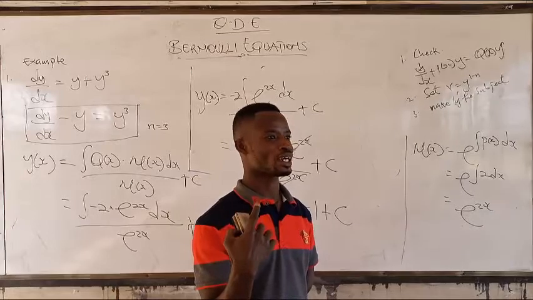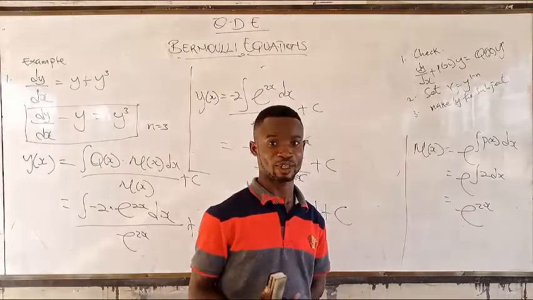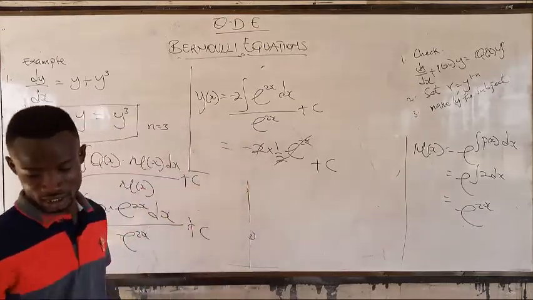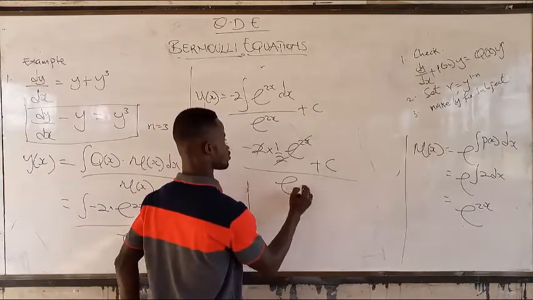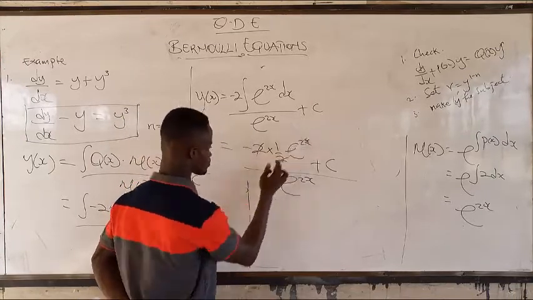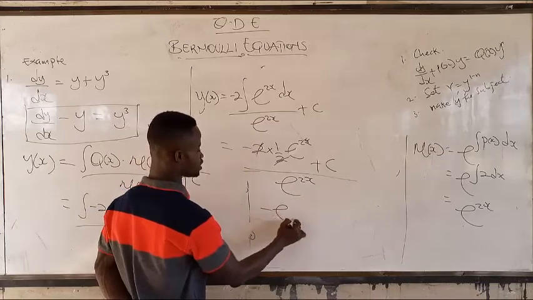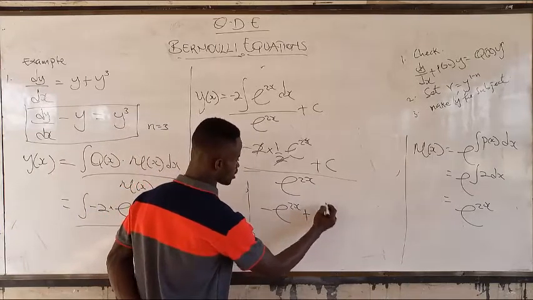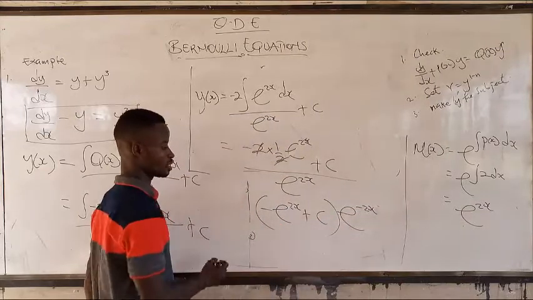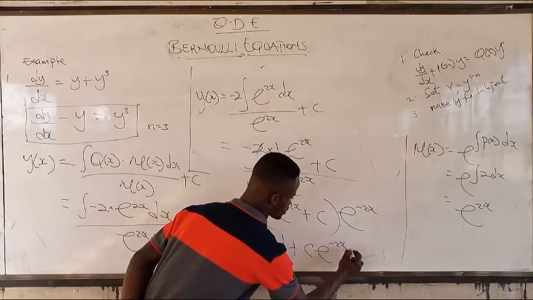Please make sure you go back. When we were solving the linear equation for method 2, we made a mistake there. Make sure you go and correct that for me. Let me emphasize on that here: e raised to the power 2x. This cancels this, but this will cancel this. It's all over this. So when this cancels this, you get negative e raised to the power 2x plus c. For this to go on top, it will be e raised to the power negative 2x. So when you simplify it, you get negative 1 plus c e raised to the power negative 2x.